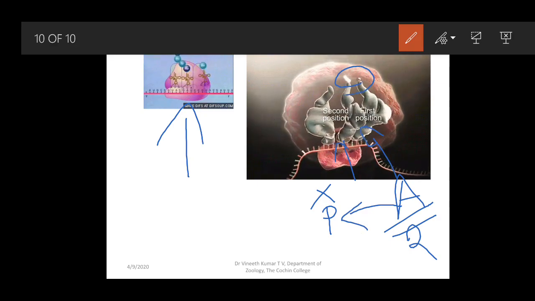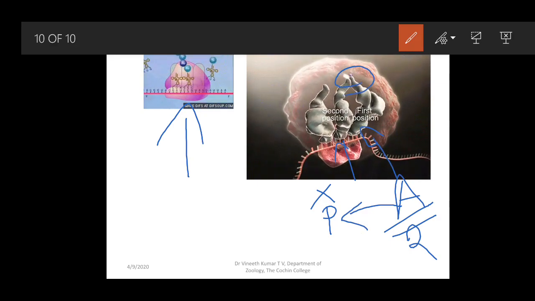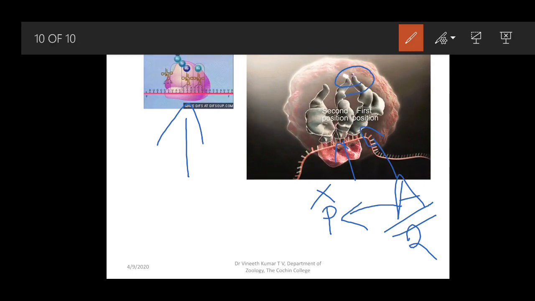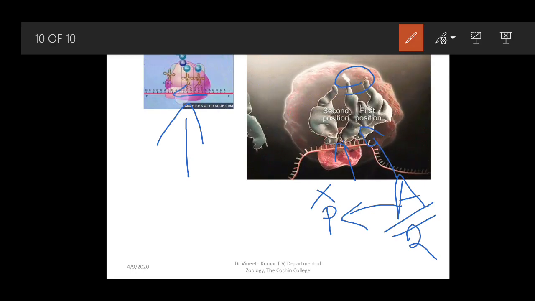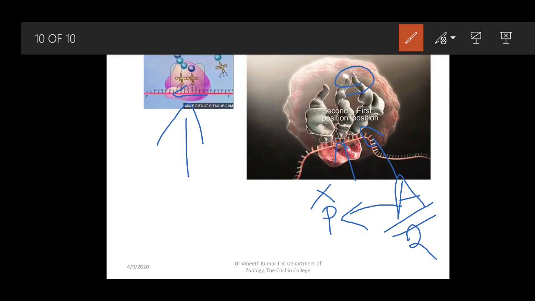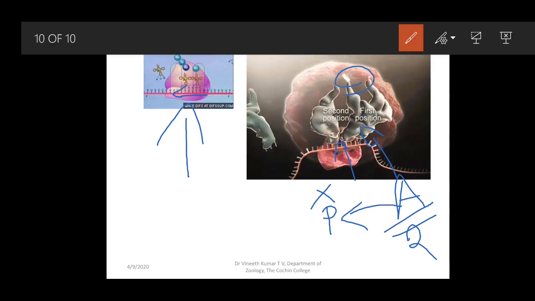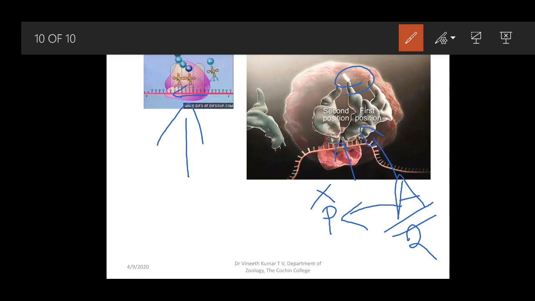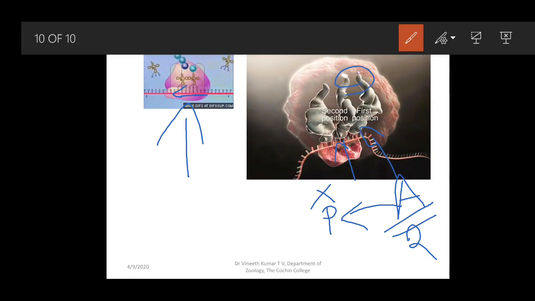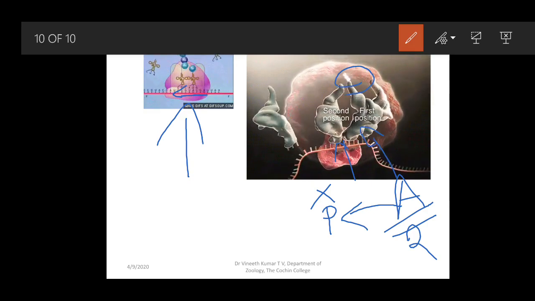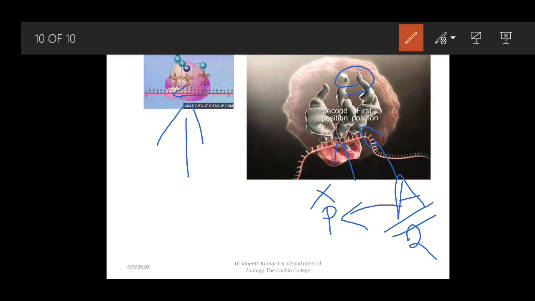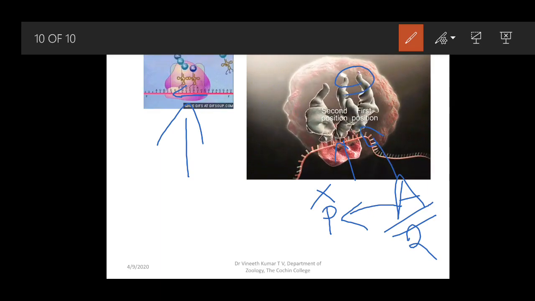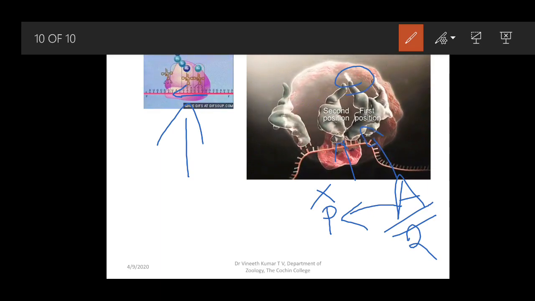You can see the tRNA with the amino acid changing its position from the A site to the P site. Every time it occurs, you can see the tRNA with the amino acid shifting to the center point, which is called the P site. And now the tRNA which was present at the P site is devoid of any amino acid, because it gave the amino acid to the other tRNA.